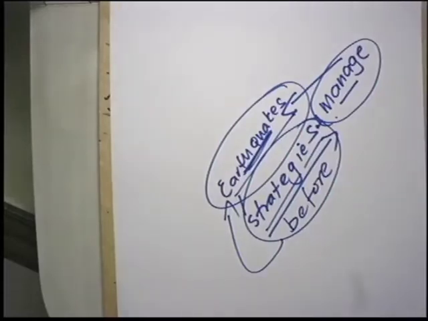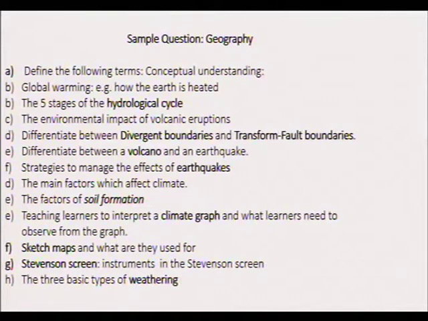Then, which main factors affect climate, and then the factors of soil formation, and then teaching learners to interpret a climate graph and what learners need to observe from the graph, as I've mentioned in the previous slide. In geography, we also make use of maps, okay, different kinds of maps. If you have, for example, been asked what is a sketch map and what a sketch map is used for. So you should be able to know the different kinds of maps and what these maps are used for.